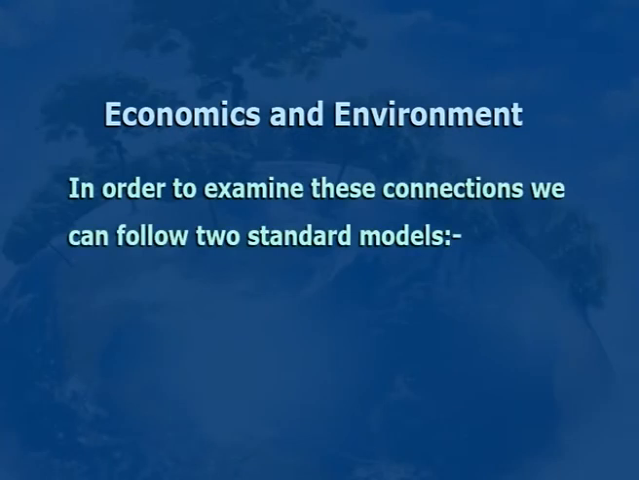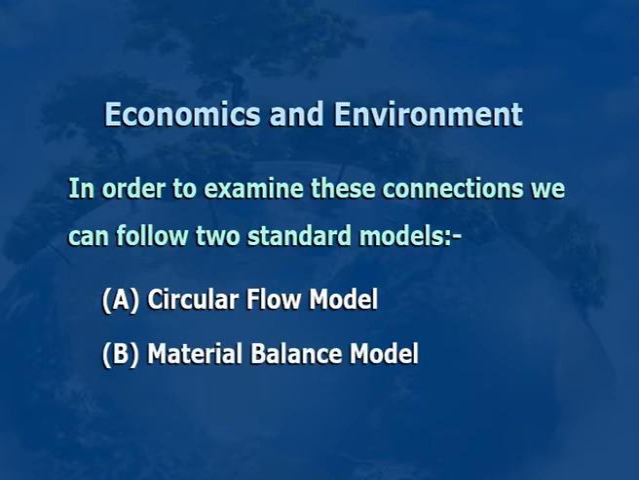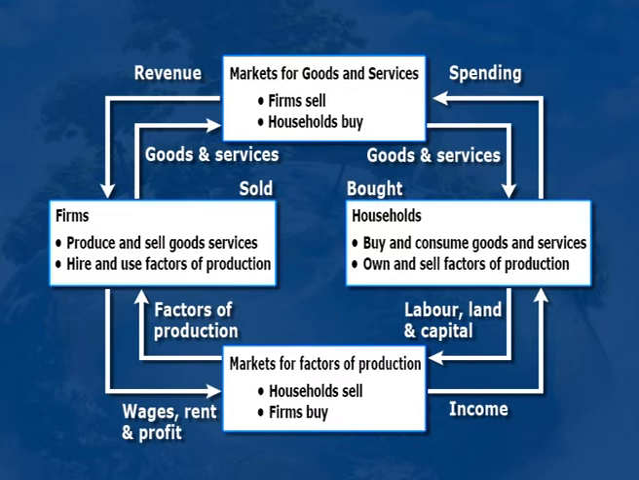In order to examine these connections, we can follow 2 standard models, namely number 1 being the circular flow model and number 2 the material balance model. Let us look first at the circular flow model. This model explains how the economy as a whole is functioning. It explains the connections between household and product market and firms and factor market. The flows of goods and services and income and expenditure are explained by the circular flow diagram. This circular flow diagram is a schematic representation of the organization of the economy.